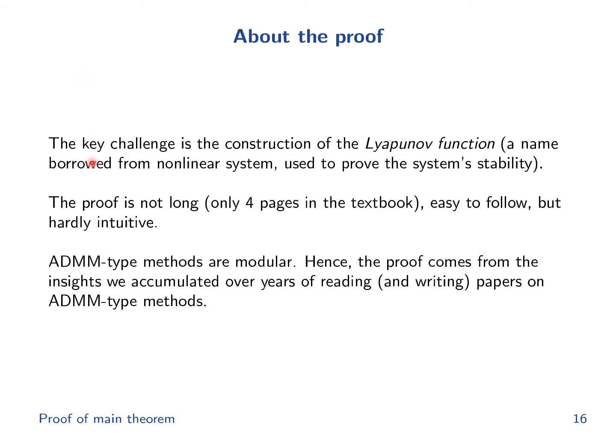The main challenge of the proof is to construct an appropriate Lyapunov function, which is a term borrowed from nonlinear systems used to prove system stability. The proof is not very long, it only takes about 4 pages in the textbook. It's relatively easy to follow and easy to verify. However, the construction of the Lyapunov function and some of the inequalities are not intuitive.